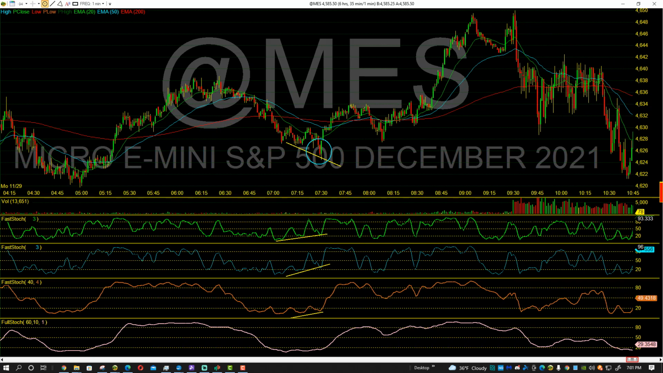All right, this is the MES. So the MES contract is 1/10 the size of the ES E-mini, which is $50 a point per contract. This is $5 per point per contract, so it's a big difference. You should always go in here with multiple contracts, at least 3, and try to do 5. It's much easier than trading just 1 or 2.